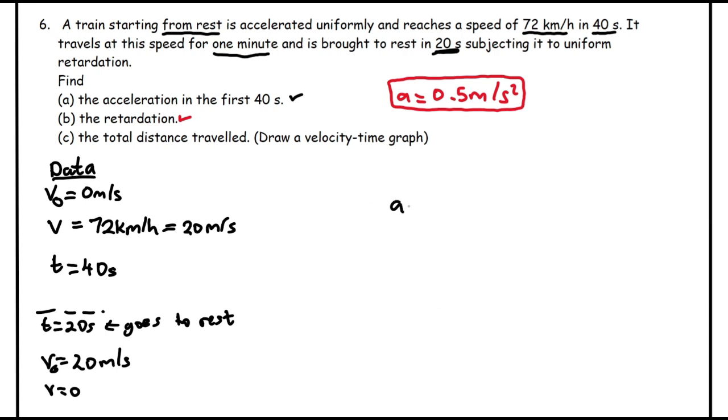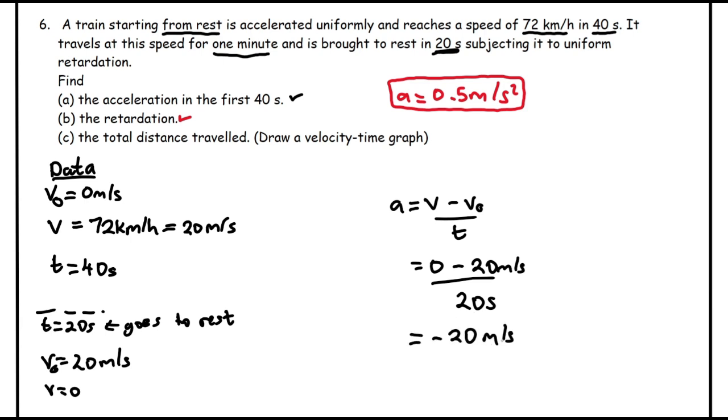Part B, acceleration. We can also use the same equation, v minus v naught over time taken. Final velocity is 0. Initial velocity is 20 meters per second, over time taken, which is 20 seconds. This gives us negative 20 meters per second over 20 seconds, which gives us negative 1 meter per square second.